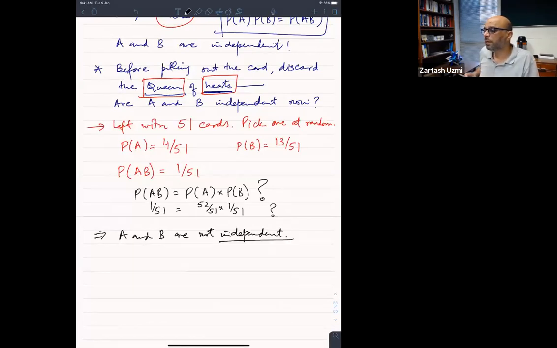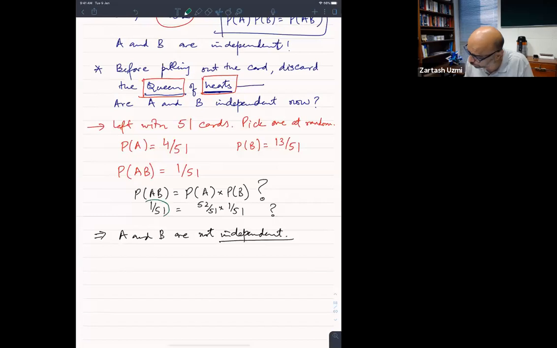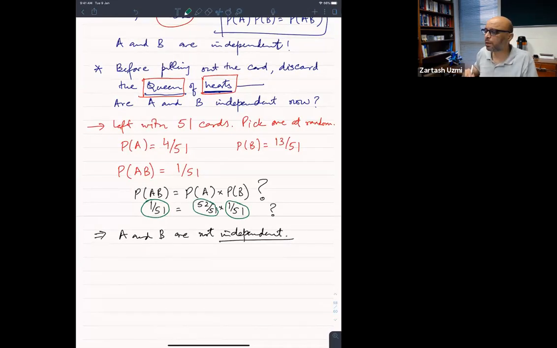Now, this is very interesting: you pulled a card and threw it away, which was neither an ace nor a spade, but pulling that card out has impacted the probability, and impacted the independence of A and B. But you might notice that this term here on the left is 1 over 51. The one on the right is also 1 over 51, but multiplied with this number, which is very close to 1. So they are approximately the same.